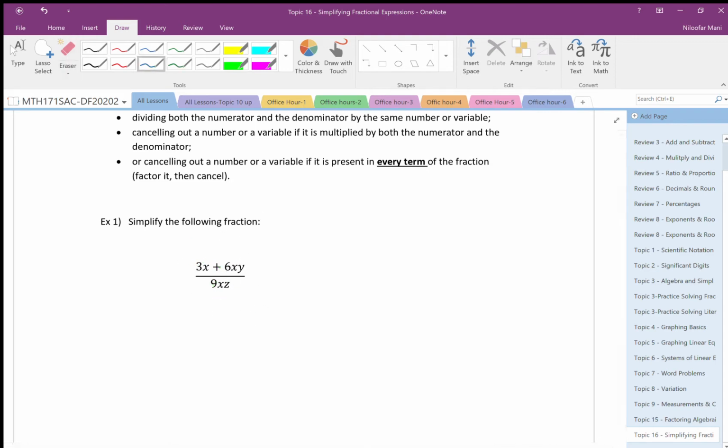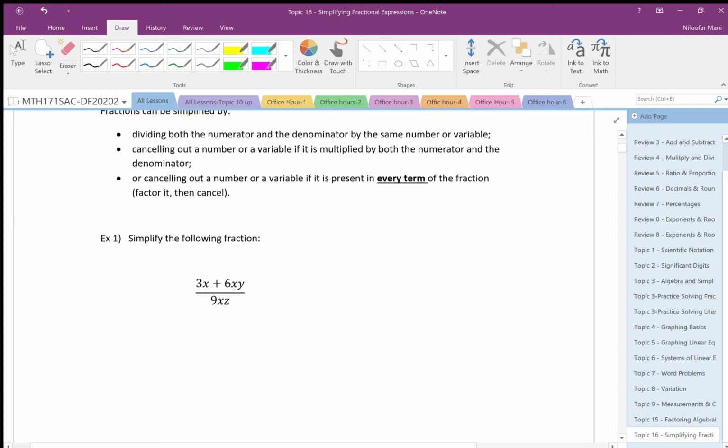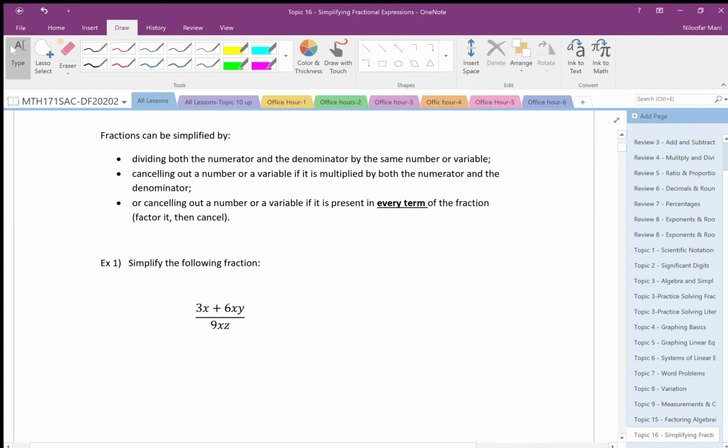So you have to factor both of them. Divide both numerator and denominator by the same number or variable. So top and bottom we divide. I recommend factoring top and bottom. If you want to find what you can cancel from top and bottom and then divide top and bottom by that, it is time consuming. So I recommend factoring both of them.